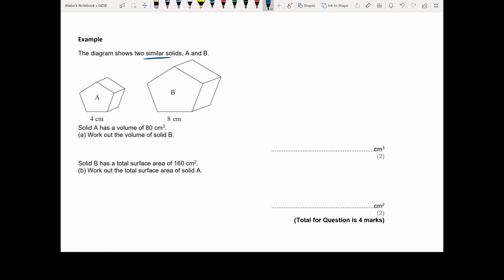Now, notice here we are given length 4 centimeters and length 8 centimeters. So the first thing which I'm going to do here is work out what my length scale factor is. So I'm going to write down length scale factor is equal to 8 over 4, which is 2. So I've got my length scale factor.